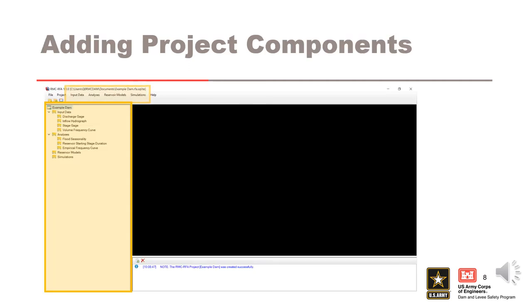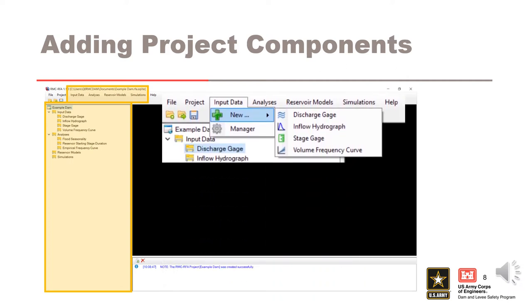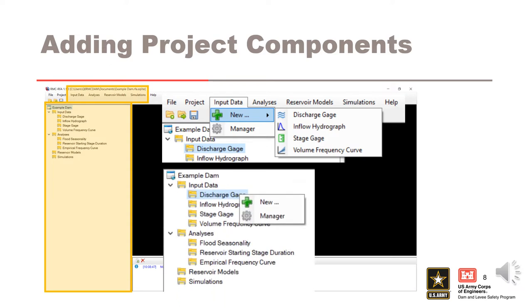Project components can be added from either the menu strip at the top or the Project Explorer window on the left. Items are added by selecting them from the menu strip and selecting New, then choosing what you are adding, or by right-clicking them in the Project Explorer and selecting New. Now that we've set up a new project, let's discuss the four types of input data required for an RMC RFA project.